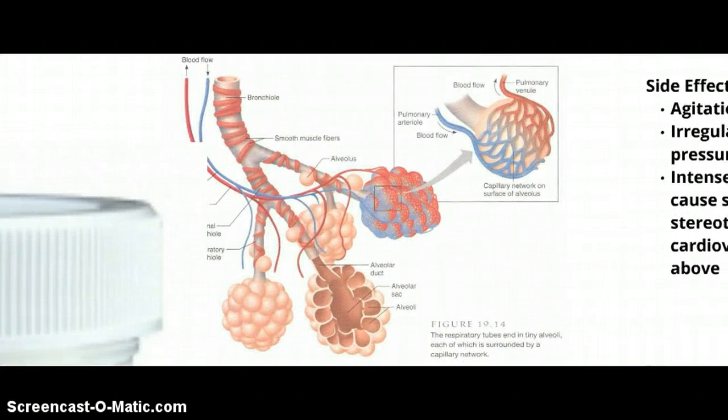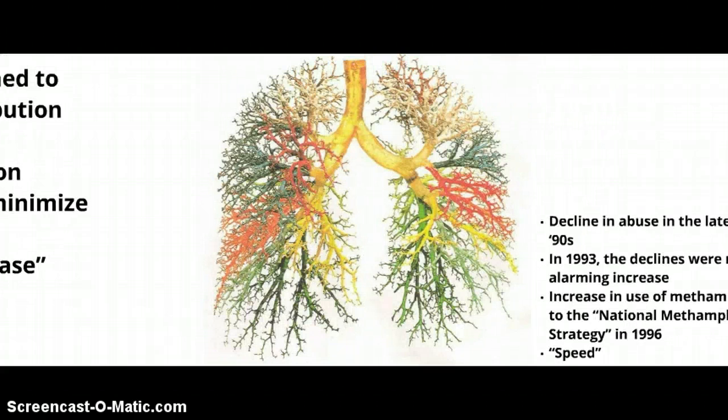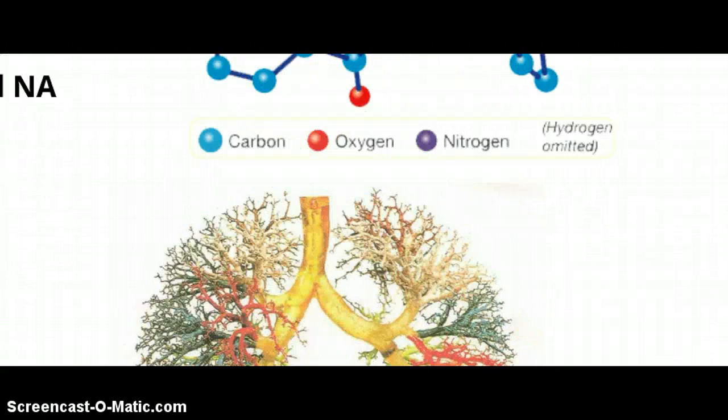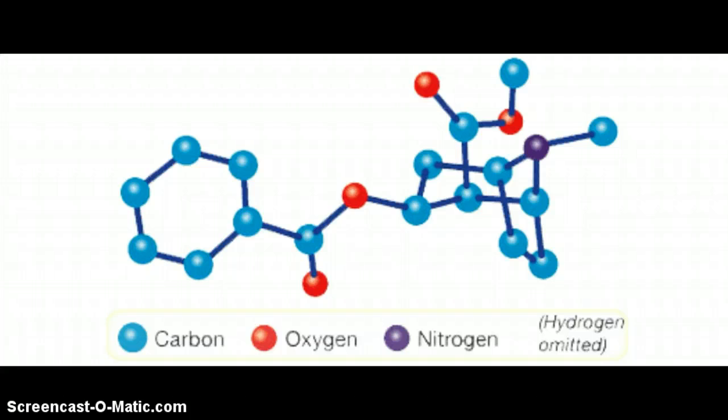When you look at your lungs, we've talked about this before, your alveoli, the surface area of your lungs is about 750 square feet in an adult. So the drugs enter the system by diffusion through gas exchange. There's the cocaine molecule.